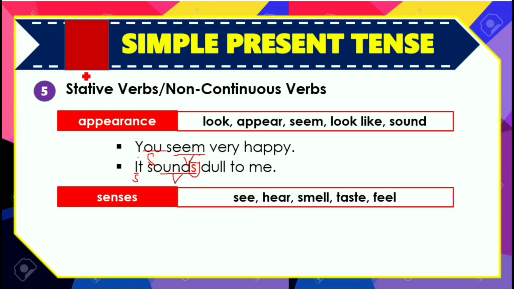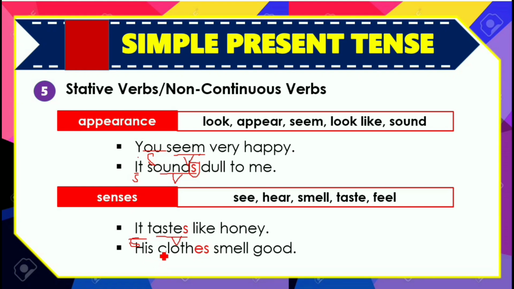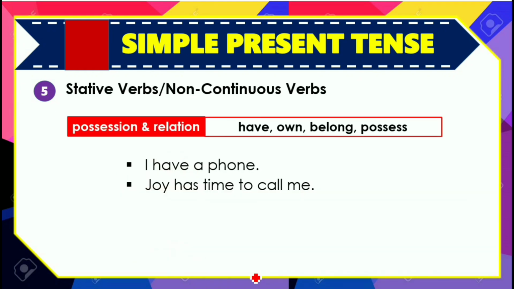Stative verbs also relate to our senses. We have see, hear, smell, taste, feel. Like this example, it tastes like honey. So it is our subject. Verb is tastes. His clothes smell good. Clothes is our subject, while our verb is smell. It's a stative verb.